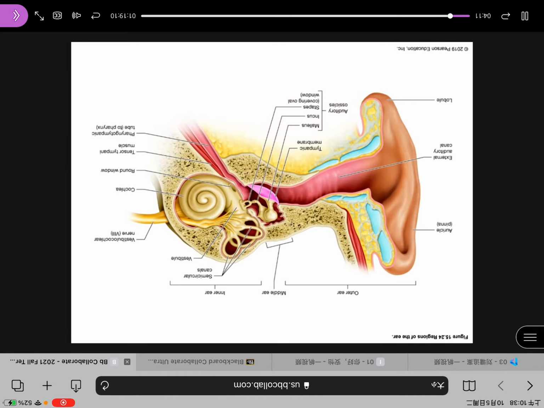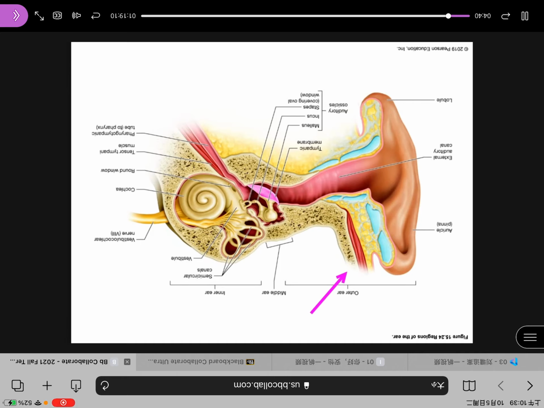So let's take a look at the ear, and here you can see the ear is divided into 3 areas or 3 sections. Let me get a pointer here, and I'm going to use a fun color. Here you can see that I'm pointing at some of the parts of the outer ear. So let's begin our discussion with the outer ear.